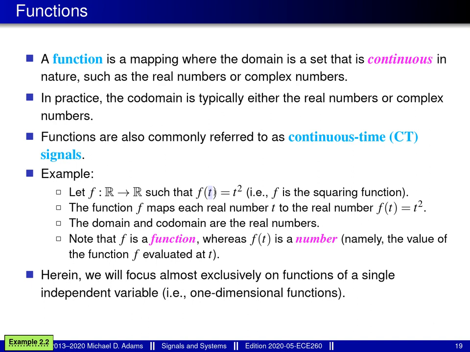So t is an element from the domain R, so t is a real number, and then the output of the function, you can think of it like the output, more formally it's an element of the codomain, is also a real number as well.